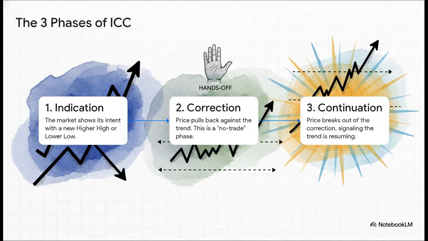So here's how it works. Step one is indication. That's when the market pushes to a new high or a new low, basically showing its hand. Then comes the correction, which is just a pullback. And this part's important. You do nothing here. You wait. Your entry signal is the continuation, when the price breaks out of that little pullback and tells you the original trend is back on.